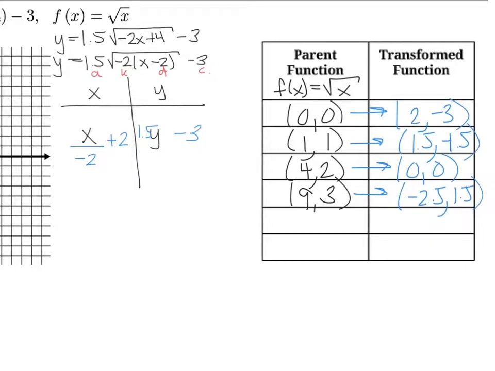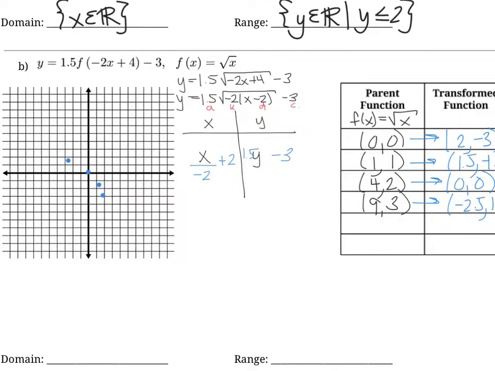So now that you've gotten your points, this is what you should have. We have the points 2, negative 3, 1.5, negative 1.5, 0, 0, and negative 2.5, 1.5. So let's graph them now. So here are our points all graphed. We're going to connect them quickly so that it looks like a square root function. So this looks something like that.